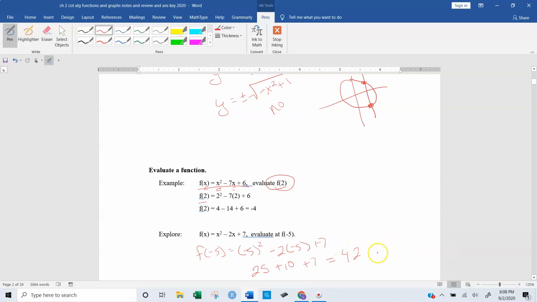All right, technically this here is a point because the x value is -5 and the y value is 42. So the value at -5 of this function is y equals 42. So if I were going to graph this, I would go to -5 on x and 42 on y, and that would be the point of this graph.